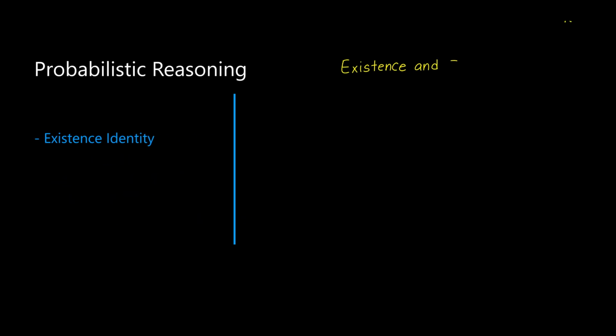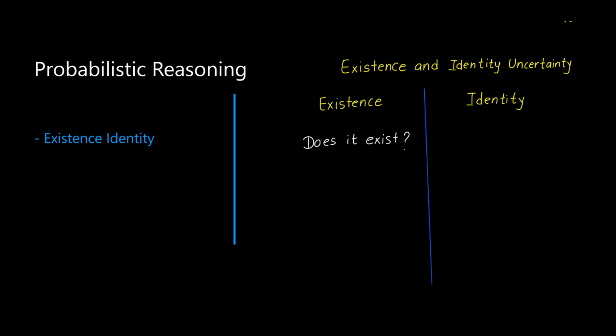Existence uncertainty means you're uncertain whether an entity even exists. Identity uncertainty means you don't know which entity you're observing because information is incomplete. A security camera might detect motion without knowing whether it's a person, an animal, or a shadow.